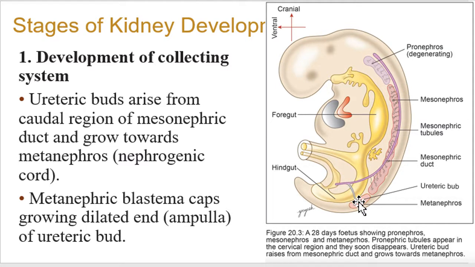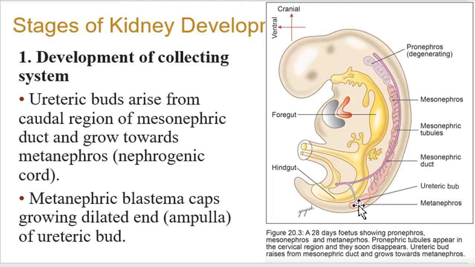This mesonephric duct opens into the cloaca. The lower part of the mesonephric duct opens into the cloaca, and from the mesonephric duct the ureteric bud arises. This ureteric bud goes towards the metanephric blastema. The ureteric bud is dilated, and this dilated part is known as the ampulla.